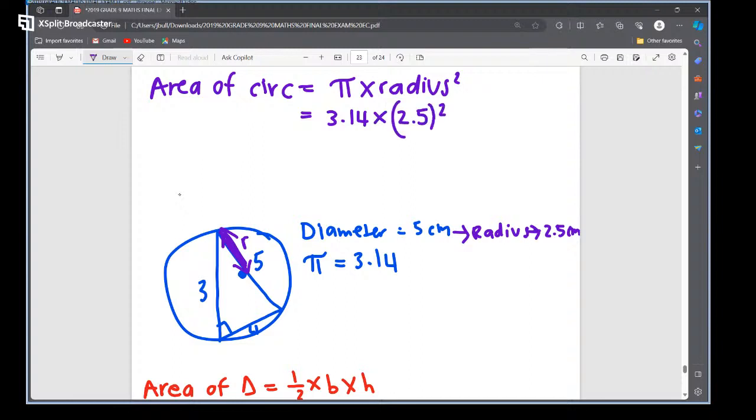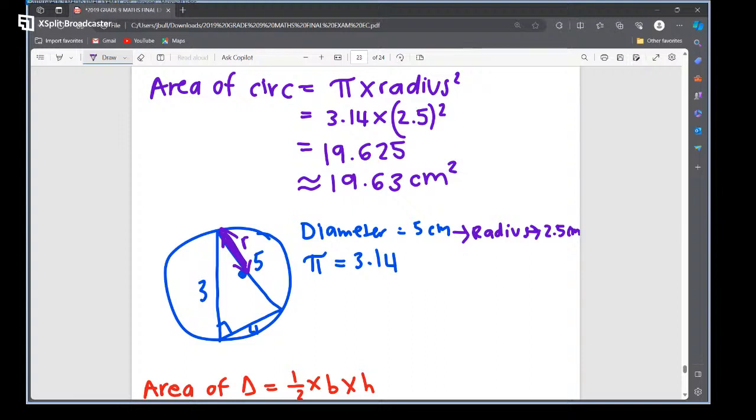Okay, you would just plug that into your calculator. Let's have a look at what this is. If your calculator doesn't do the square thing, you could also just say 2.5 times 2.5 and then times 3.14, and we get 19.625. Then they tell us right at the beginning of this paper, and it usually is the case, round to 2 decimals, so 19.63, and again, centimeters squared because it is area.